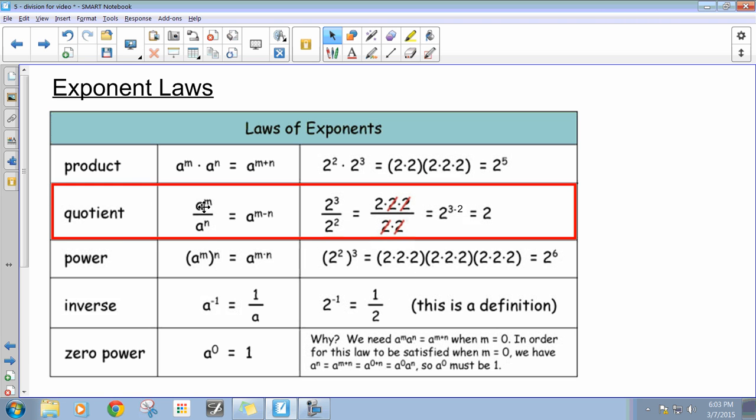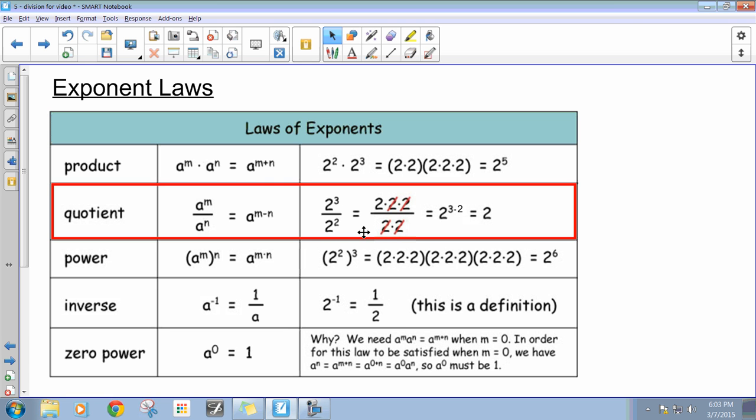When I have a numerator and a denominator, and they both have the same integral base, the exponent on the top, or the exponent of the numerator, and the exponent of the denominator can be subtracted. So let's look at that as an example. 2 to the power of 3 divided by 2 to the power of 2.